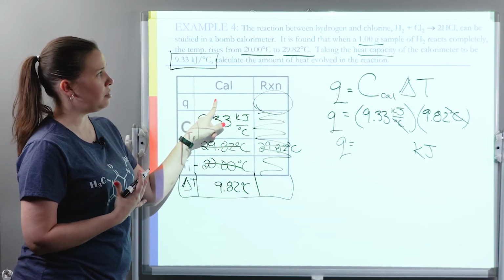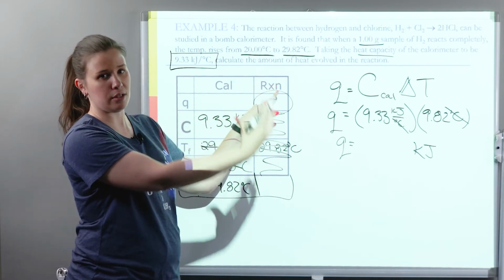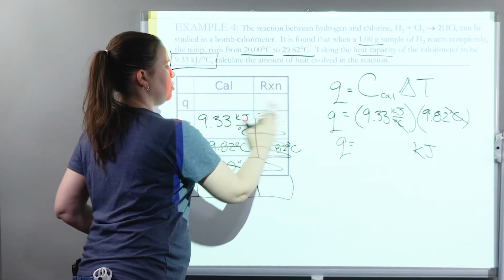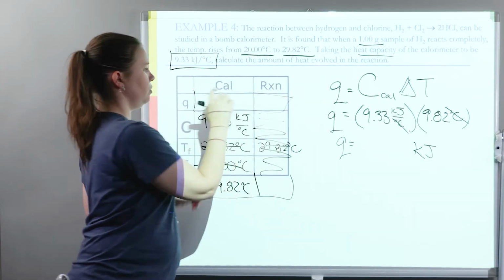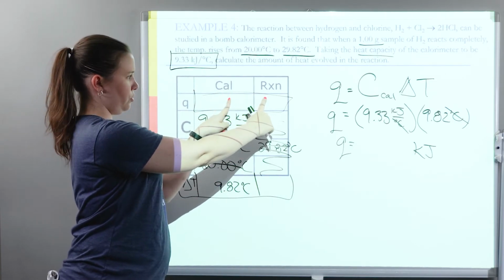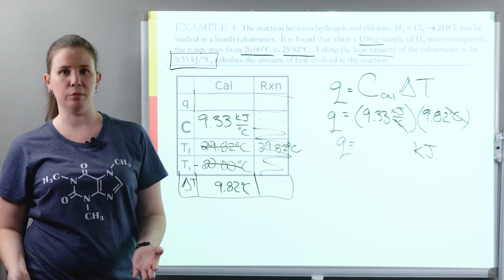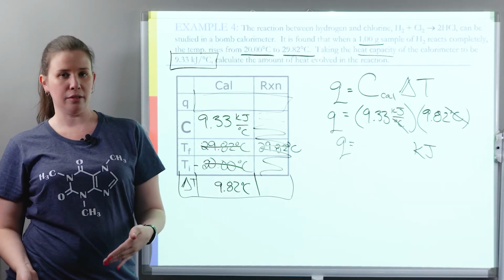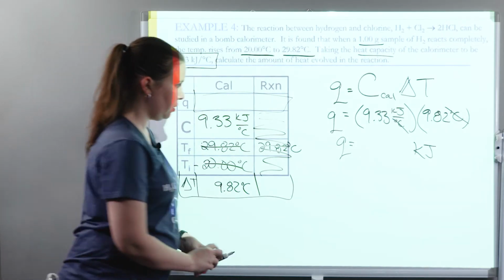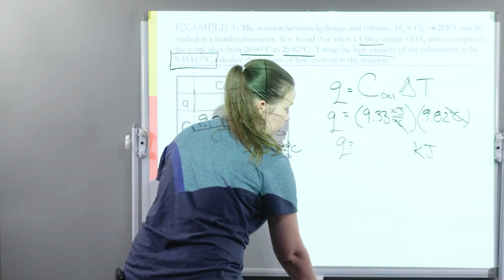The question's asking me for the heat of the reaction, which is the second column. So the relationship between these 2 boxes, the first Q box in both columns, is the same as it was with regular calorimetry. It's equal in magnitude, but opposite in sign. So let's see what we get when we calculate this one.